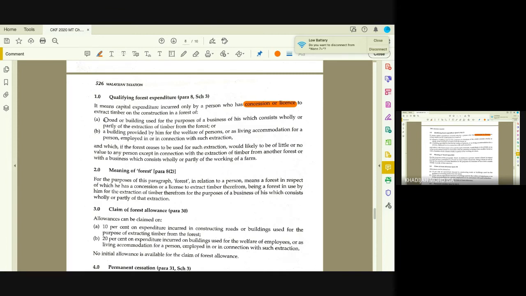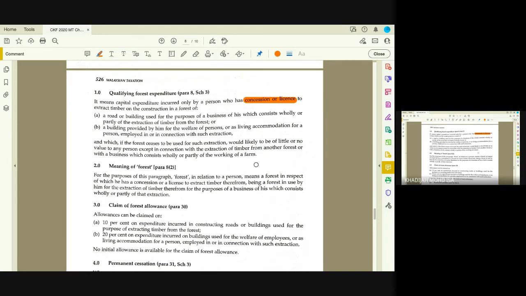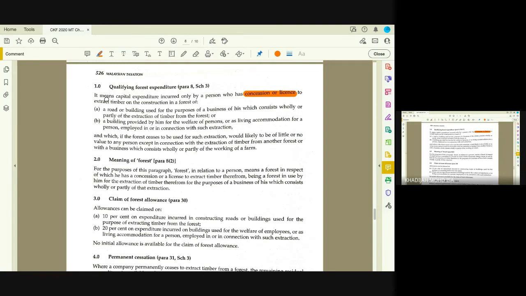The cost incurred on a road or building used for the purpose of a business which consists wholly or partly of the extraction of timber from the forest, or a building provided by him for the welfare of persons or living accommodation for a person employed in or in connection with such extraction. So these are the only qualifying expenditure.